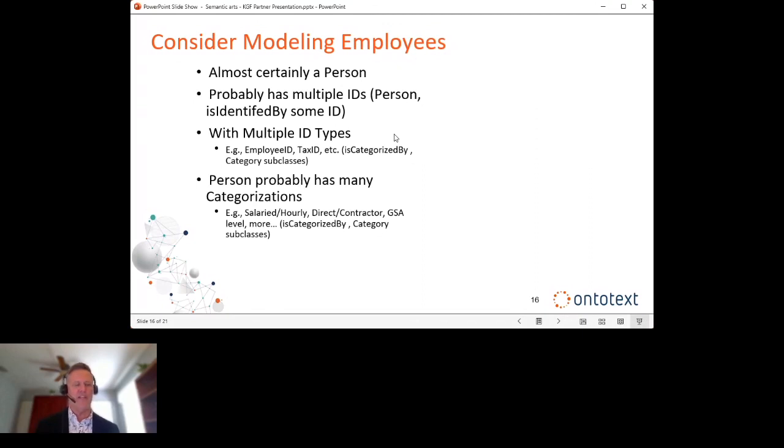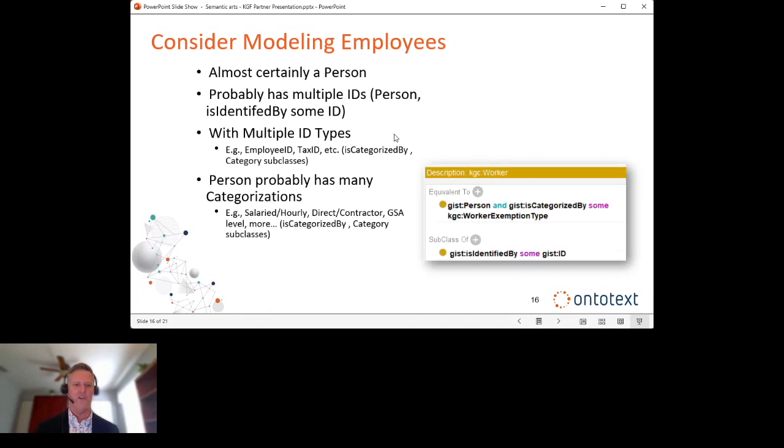Your person might also have many categorizations, right? If you're modeling employees, you might say, okay, I need to have categories for salaried or hourly, direct or contractor. If you're in the government space in the United States, they have something called a GSA level. So anyway, any kind of things you might have to model employees by, we have the starter set for all that.